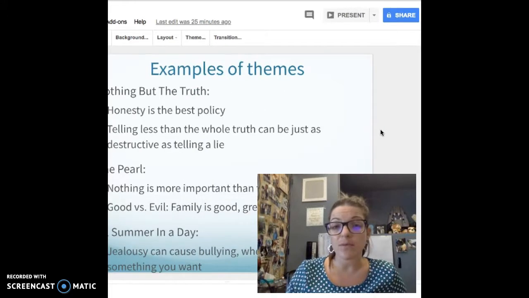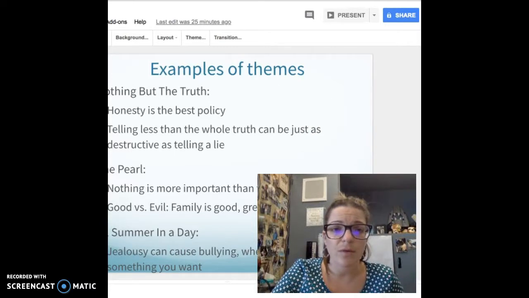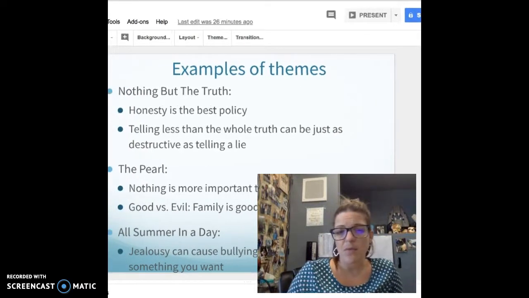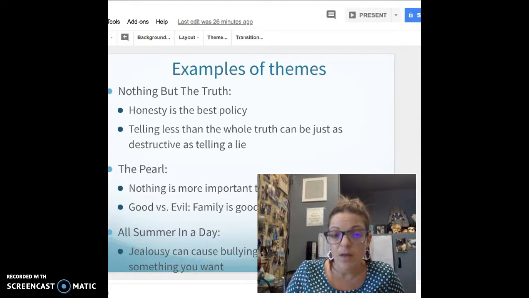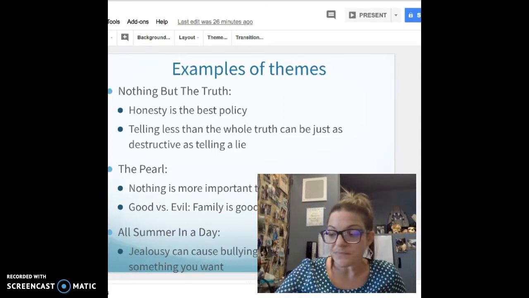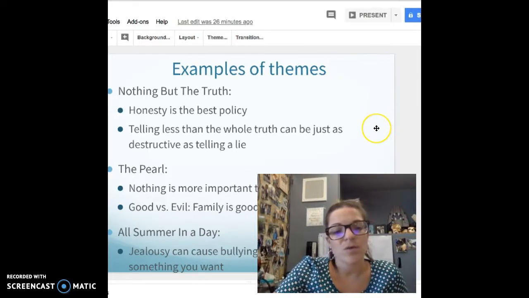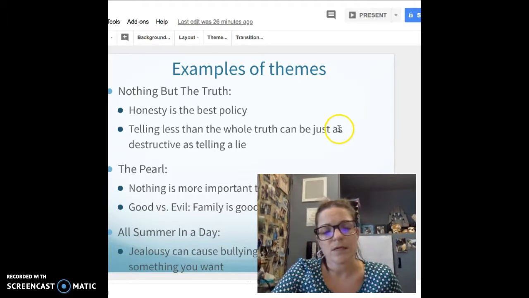Okay, so here are some examples from novels that we've already read this year. In Nothing But the Truth, let me scoot this over. When we read Nothing But the Truth, some themes that we came up with were honesty is the best policy. Telling less than the whole truth can be just as destructive as telling a lie. When we read The Pearl, we saw that nothing is more important than family, and we saw the battle of good versus evil. Family is good, greed is evil.